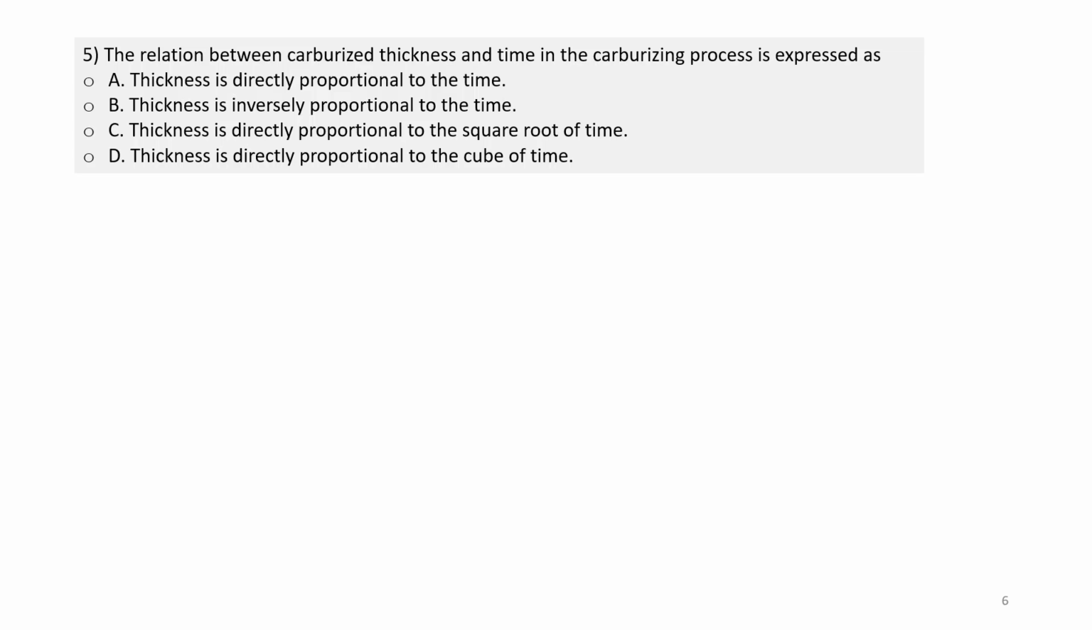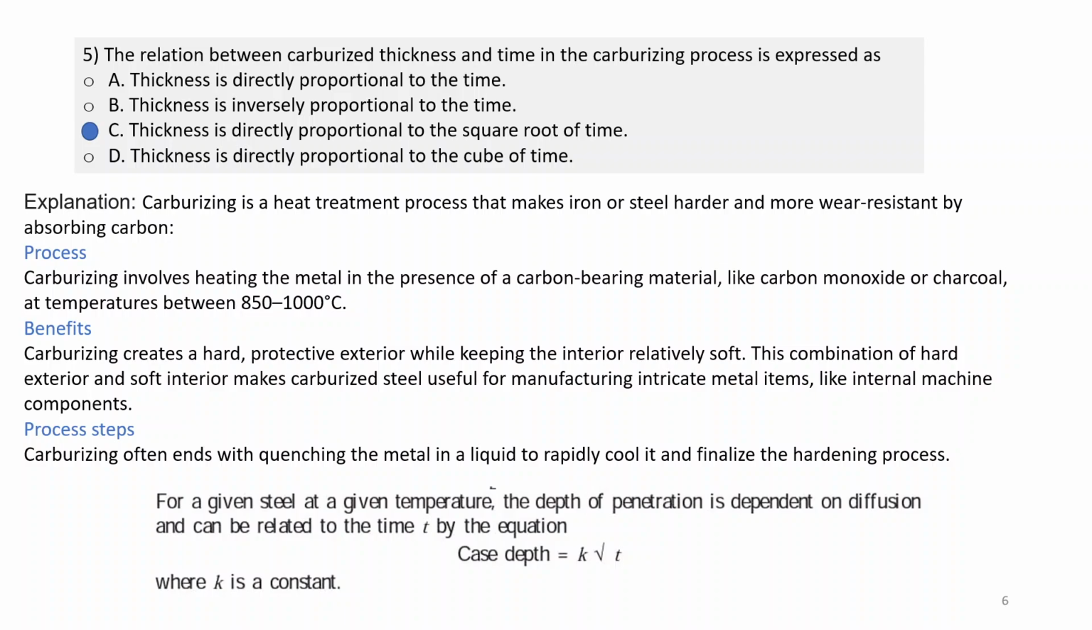Fifth question is, the relation between carburized thickness and time in the carburizing process is expressed as: thickness is directly proportional to the time, or thickness is inversely proportional to the time, or thickness is directly proportional to the square root of time, or thickness is directly proportional to the cube of time. Correct answer will be C.